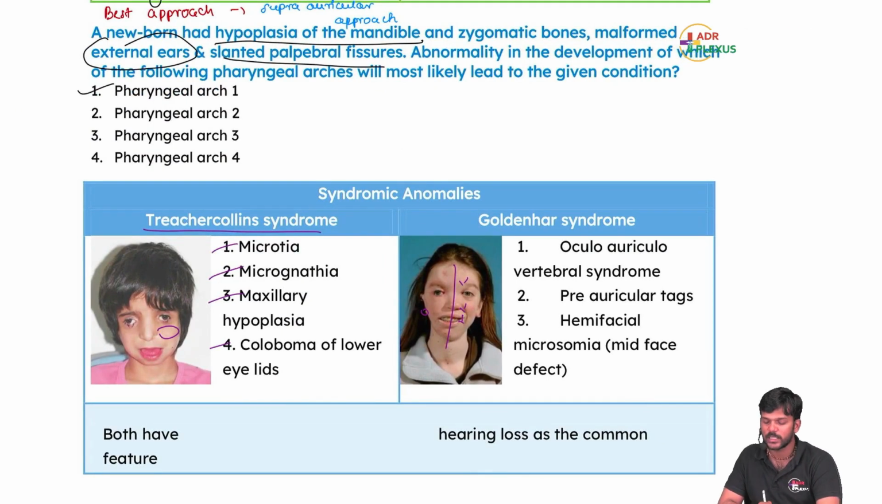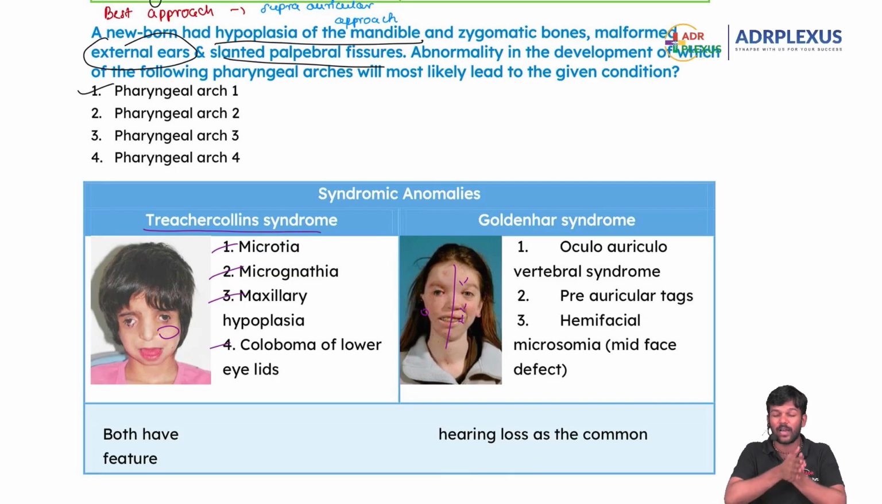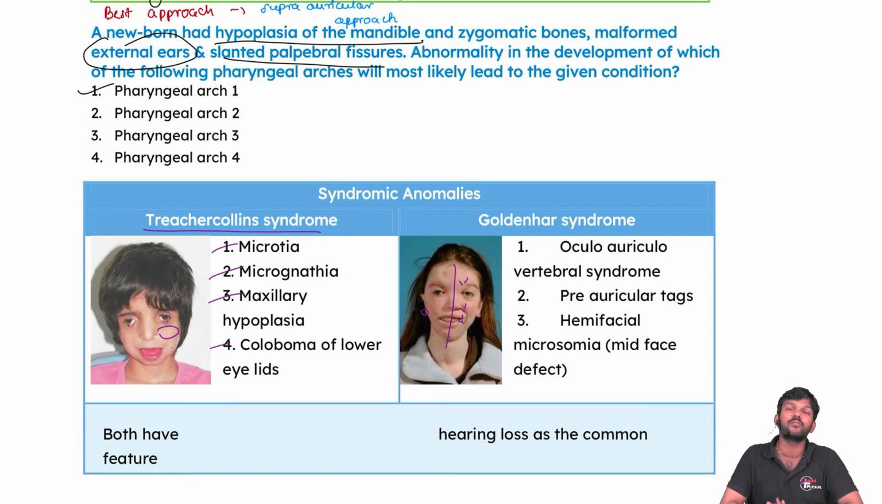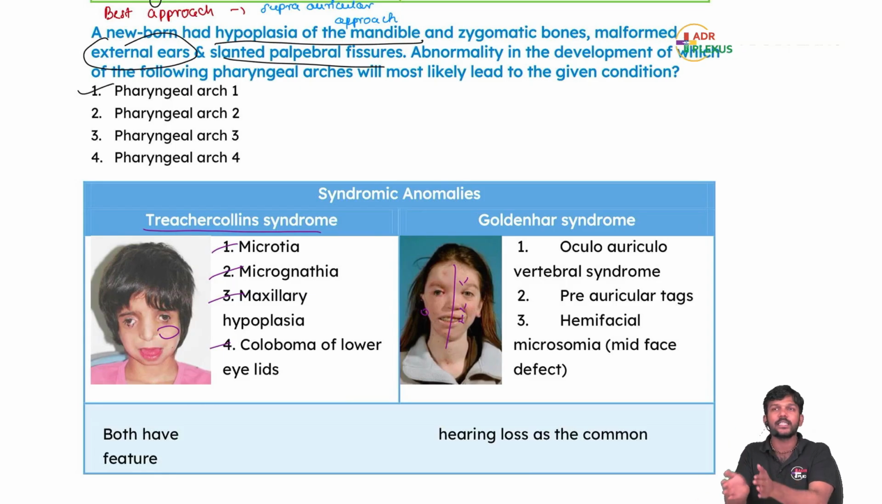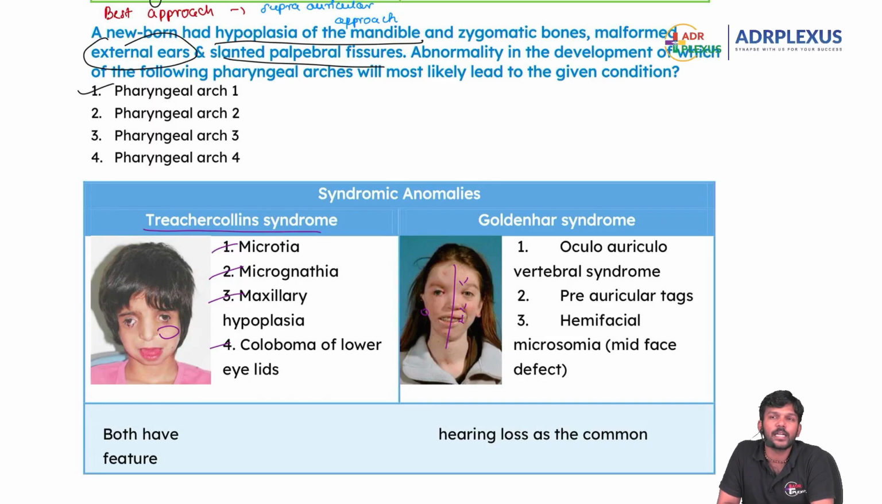Now my question is, these two are pharyngeal arch syndromes which are having congenital hearing loss. What type of hearing loss will these people have? They will have conductive hearing loss or sensorineural hearing loss. Someone please answer. Yes, everyone is answering correctly. Which hearing loss? Conductive or sensorineural? Yes, it was a great answer. This is the answer. You all should be very clear.